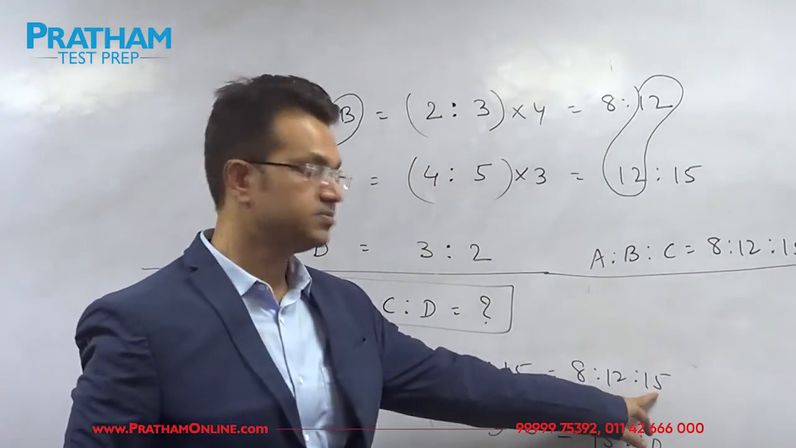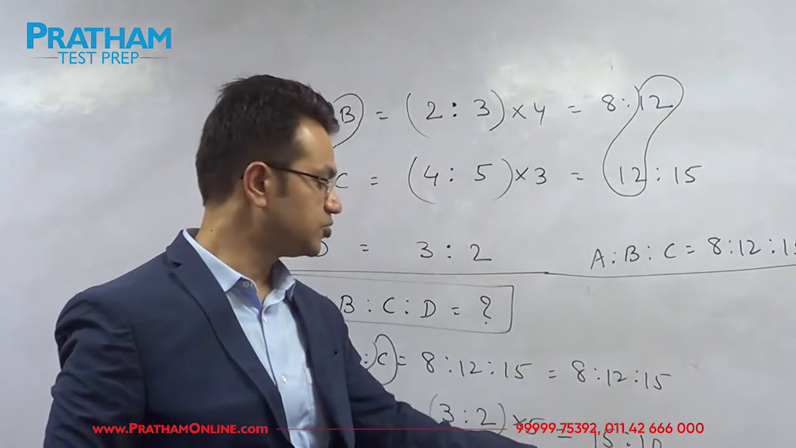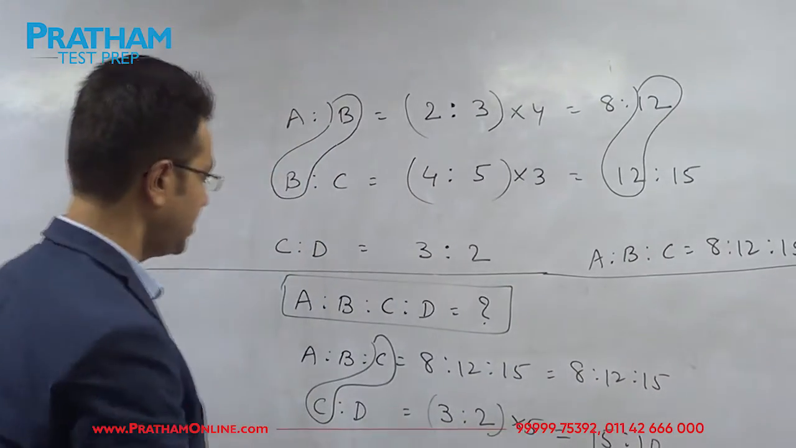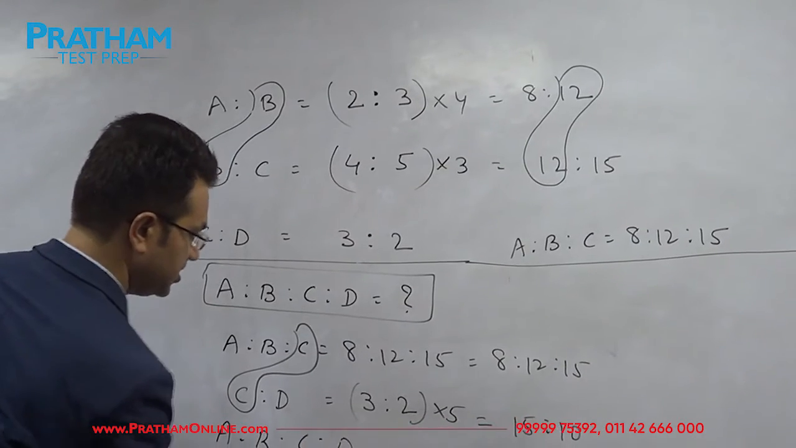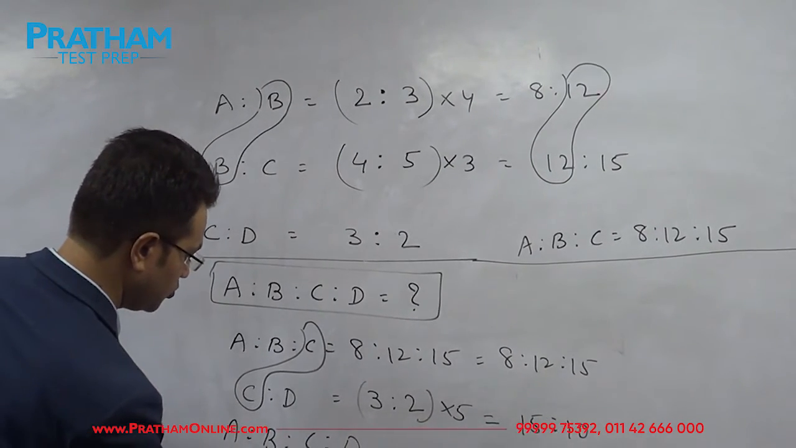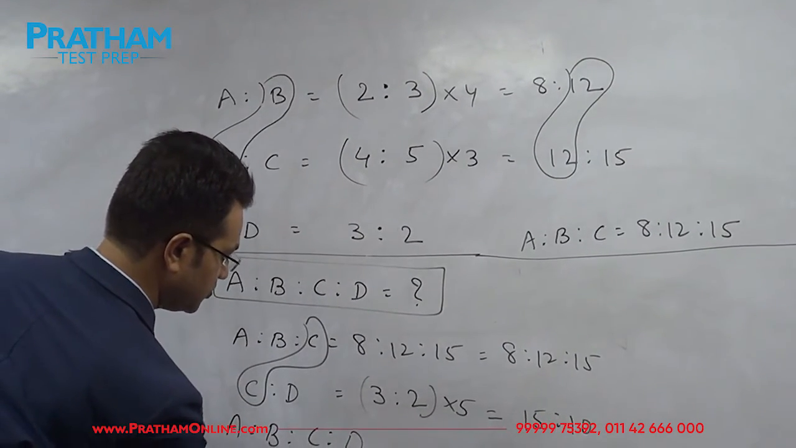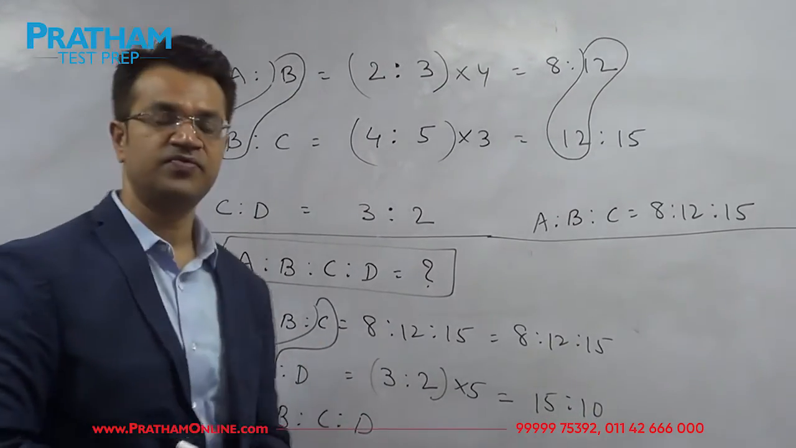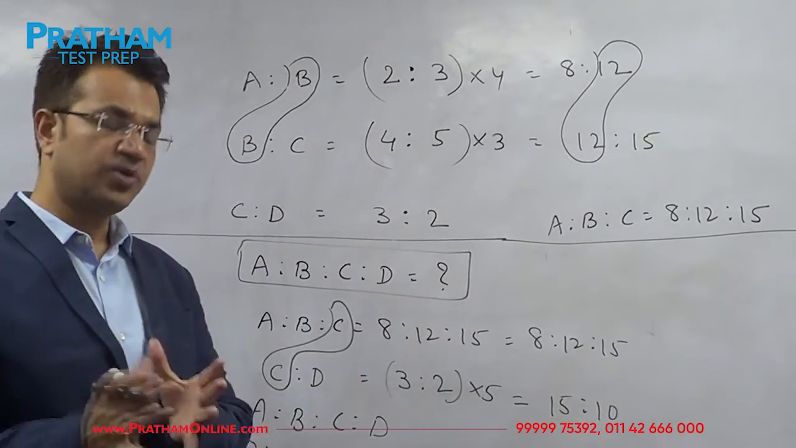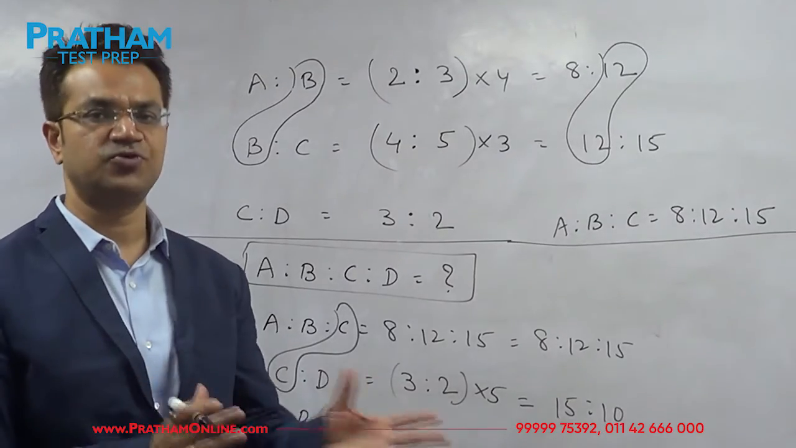Now we get the value common. Here also C is 15, here also C is 15. So we can directly write A is to B is to C is to D as 8 is to 12 is to 15 is to 10. So this is how we solve for common ratios when four variables are included.